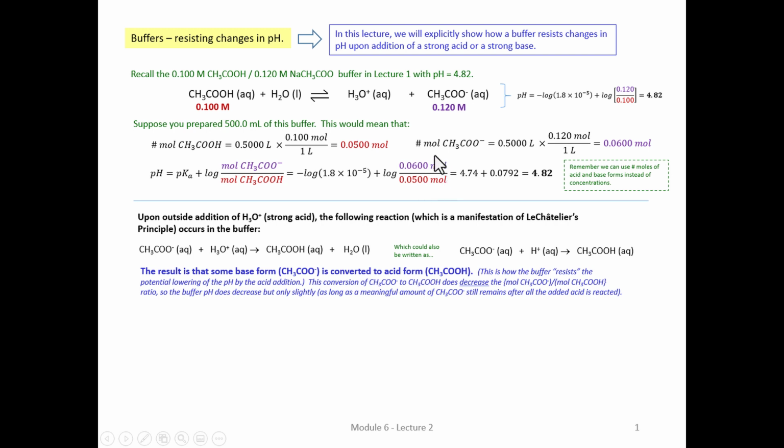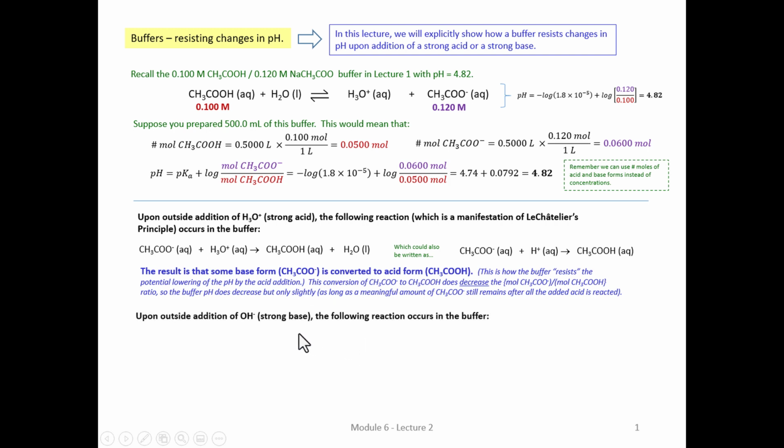So this ratio is going to drop, but it's not going to drop very much. I should say the pH won't drop very much because you're taking the log of this changing ratio. So the pH does drop, just doesn't drop as much as it would if there was nothing standing in the way of that added H3O plus added to the solution.